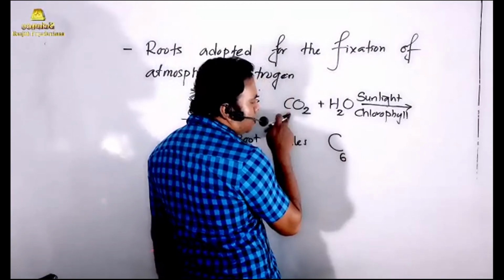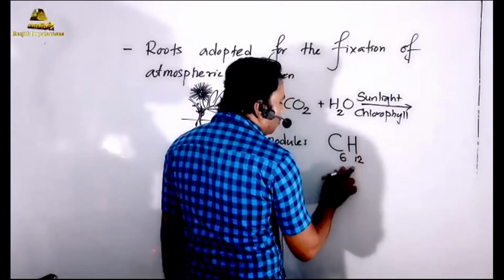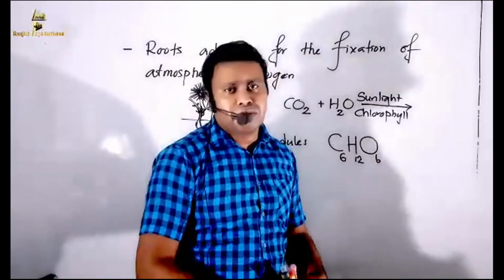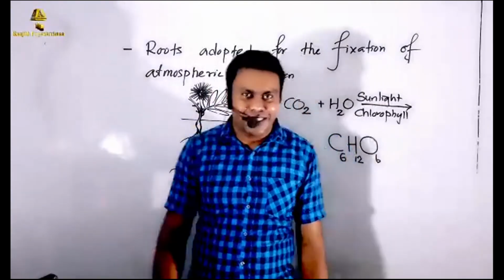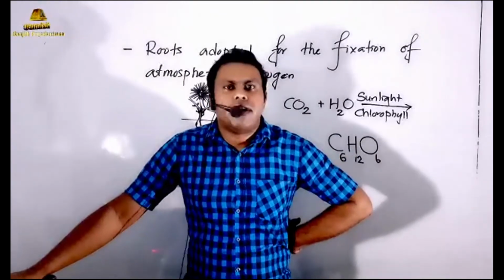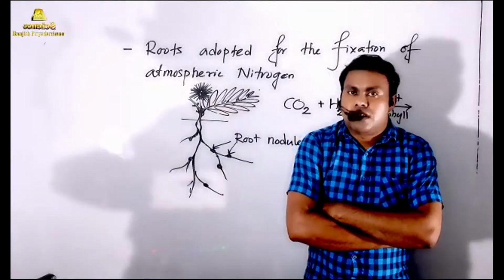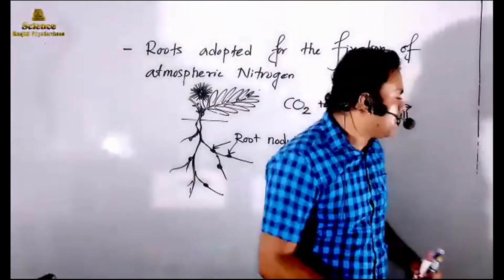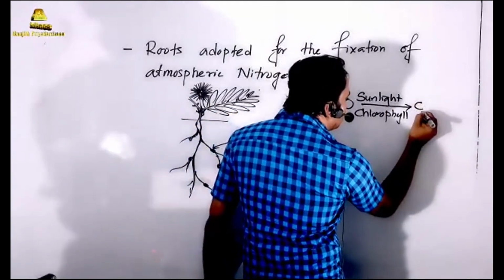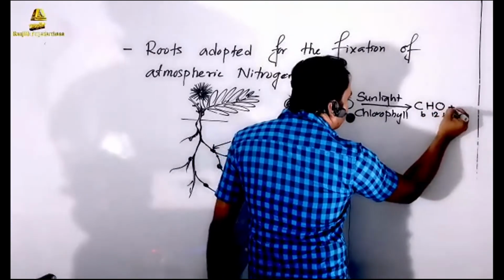6 carbon, like carbon dioxide, 6 carbon. Next, hydrogen, 12 hydrogen. How many oxygen atoms? 6. Tell me the formula of glucose. C6H12O6. Very good. So that's glucose, the main product.